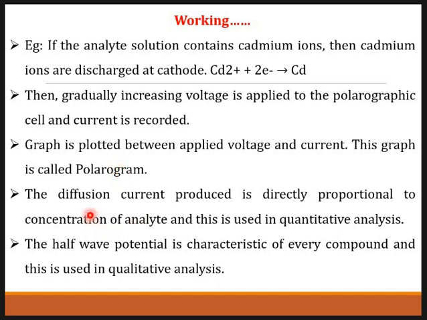Now the diffusion current is directly proportional to the concentration of the analyte, and it is used for quantitative analysis. The half-wave potential is characteristic of every compound, and it is used for qualitative analysis. So one can use the polarographic method for both qualitative and quantitative analysis. From that principle itself, in the instrumentation we study the dropping mercury electrode, DME. Why is the dropping mercury electrode used in polarography?